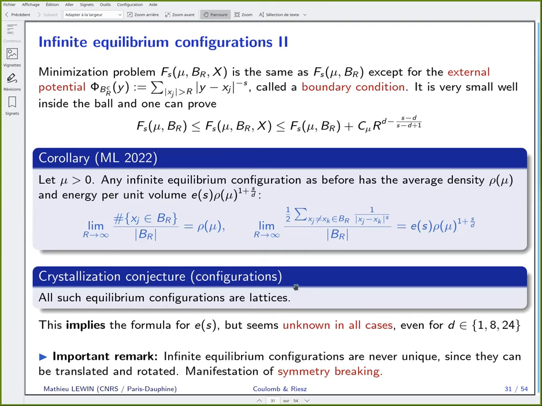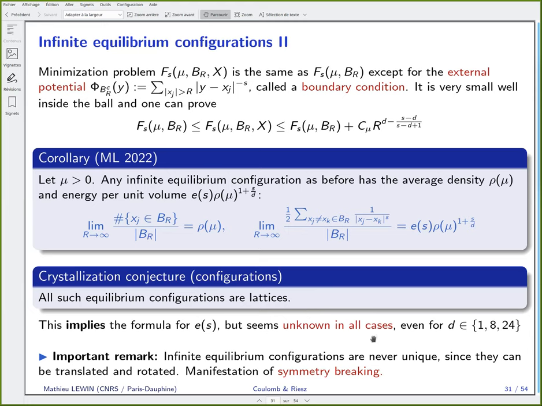Now, the real formulation of the crystallization conjecture is that all such equilibrium configurations are lattices. To my knowledge, this was never proved. This is much stronger than the conjecture at the level of the energy, which was proved in dimension 1, 8, and 24. But even in dimension 1, I think it's not known that all such equilibrium configurations are lattices. I expect that it's not very complicated, but I don't think it's been written.